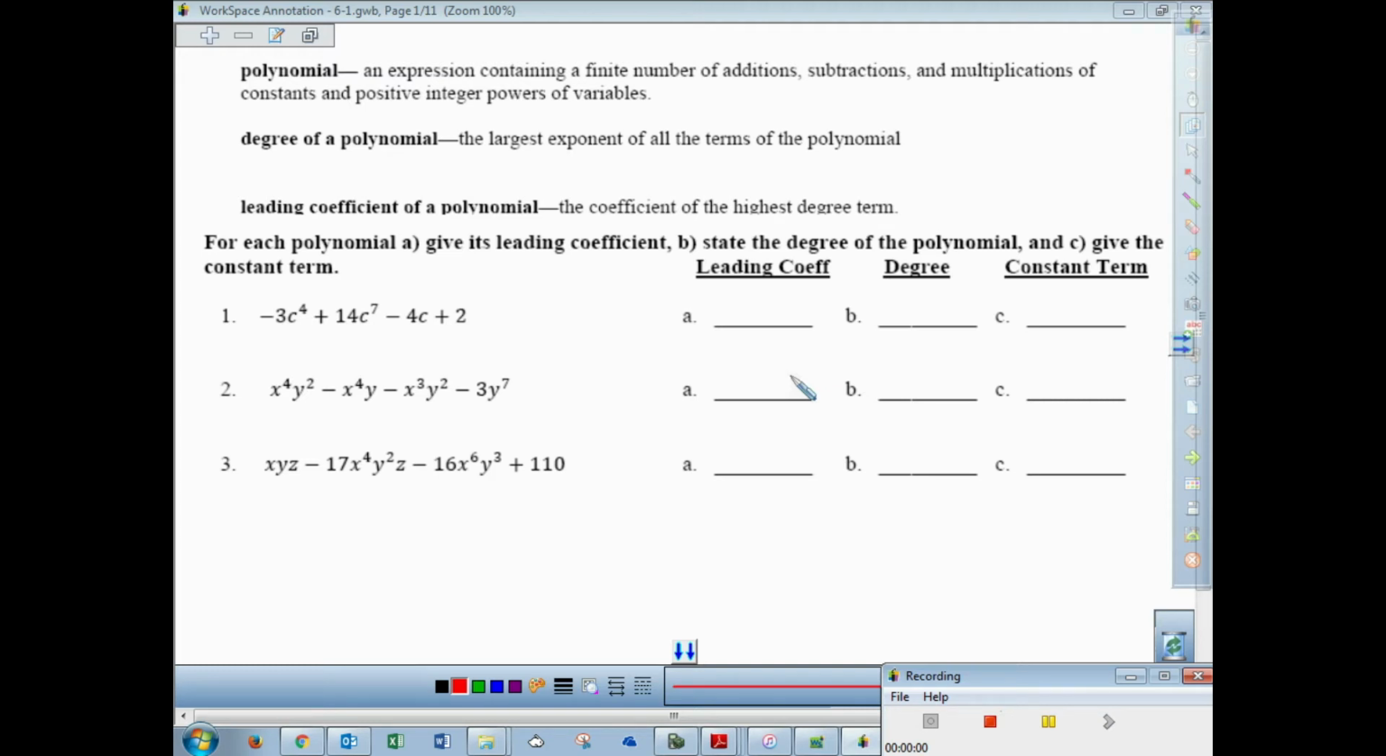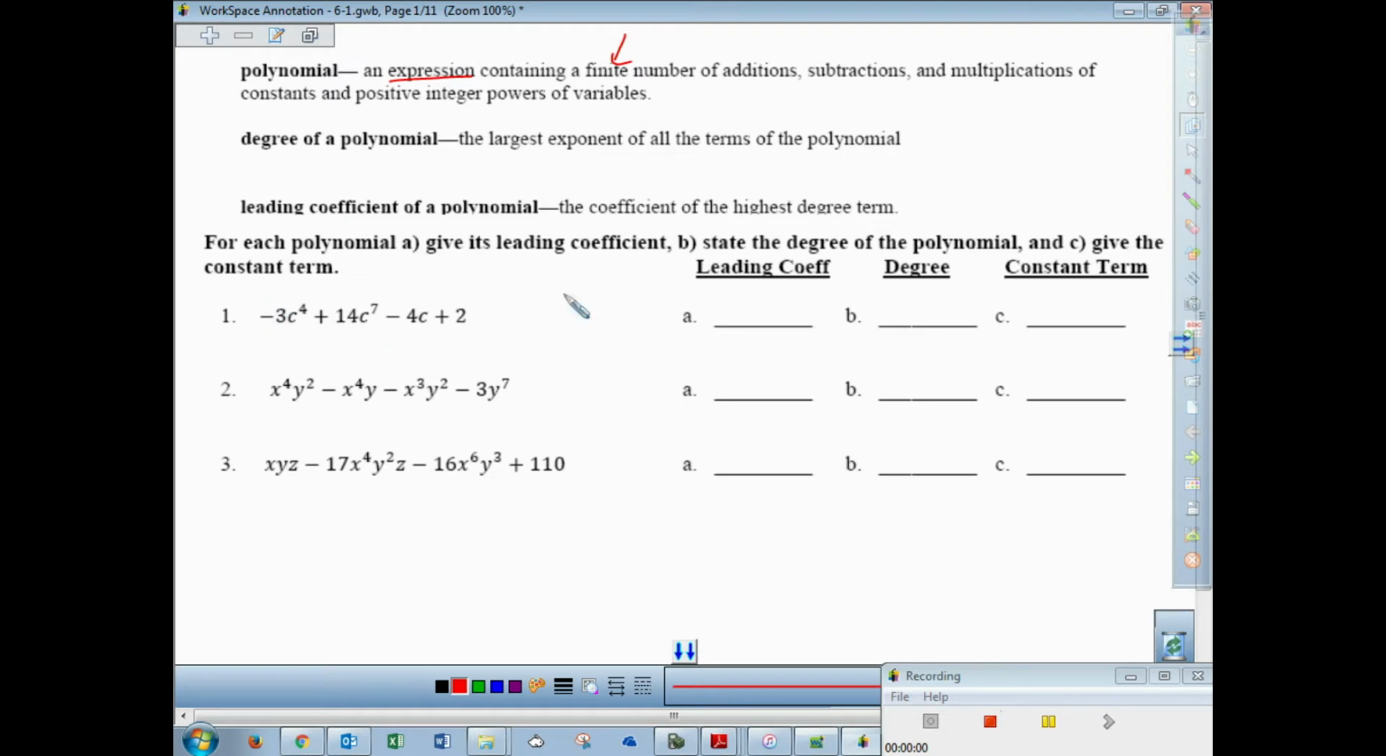6-1, college algebra, real simple day, talking about polynomials, do a little quadratic formula, call it a day. A polynomial is an expression containing a finite number of additions. Finite means you can count them, right? It's not infinite. It's a finite number of additions, subtractions, multiplications of constants and positive integer powers of variables.